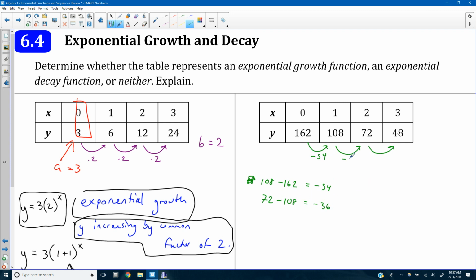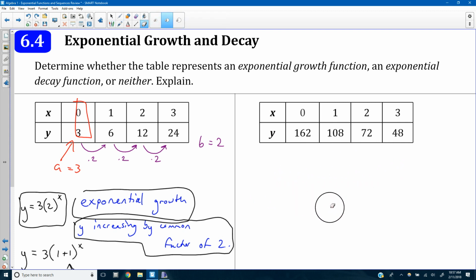So it looks like it doesn't have a common difference. Okay, that means it's not linear. So I know there's a chance that it can still be exponential decay. If I caught that I'm subtracting 54 each time, which is not true, but if I caught that, I would just say neither, because it doesn't have a common ratio or a common factor. It has a common difference. Therefore, it's linear, not exponential.